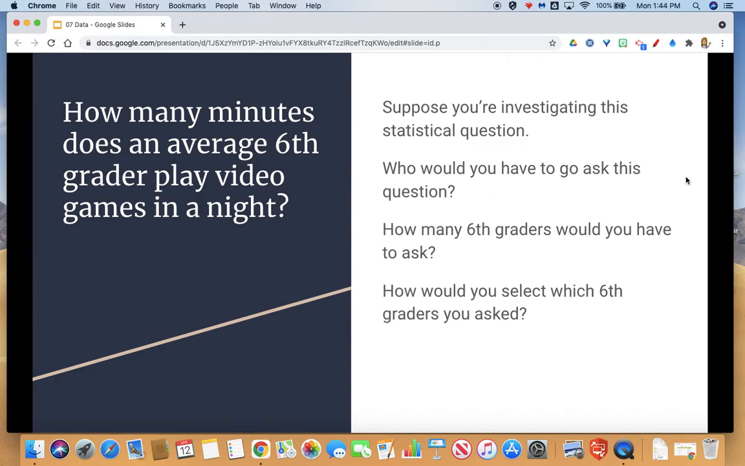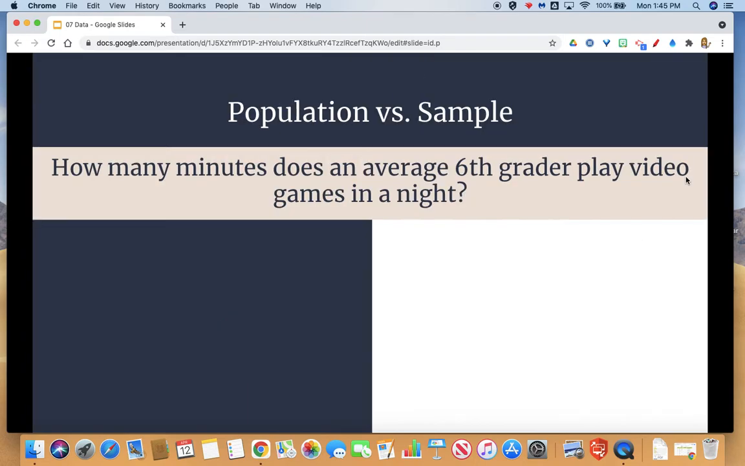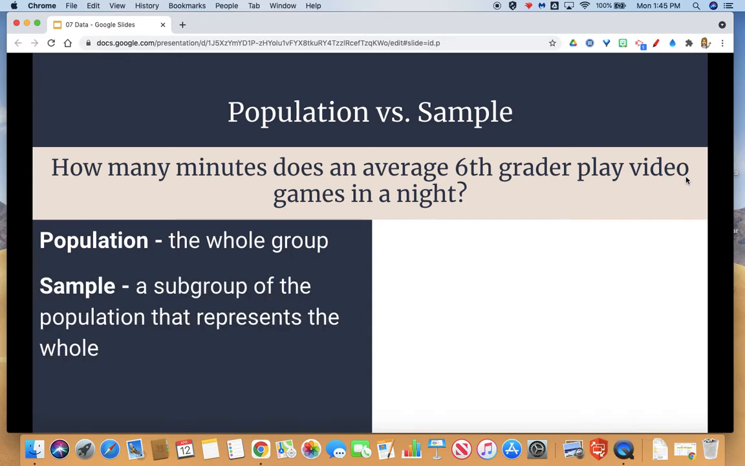How would you select which sixth graders you asked? Would you go and ask all your friends who you know like to play video games? Let's think about some of those things. So population versus sample. Population is the whole group that you're thinking about, and sample is a subgroup of the population that represents the whole. The sample is who you're asking your statistical question to.